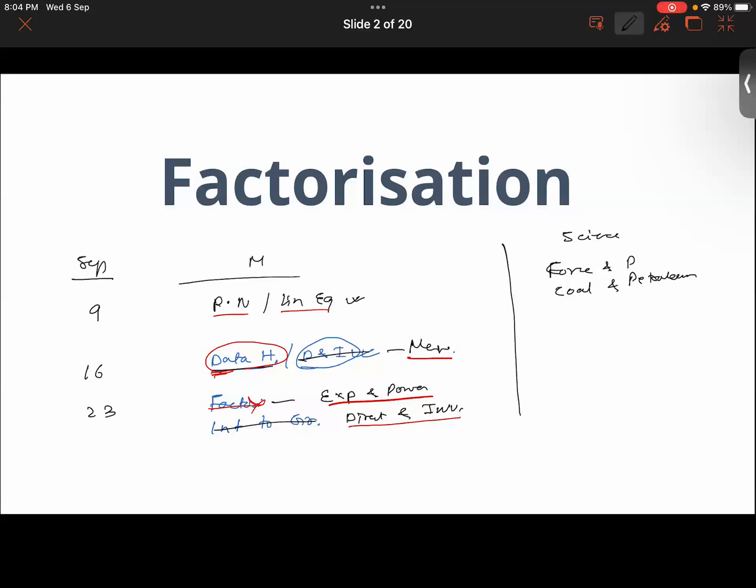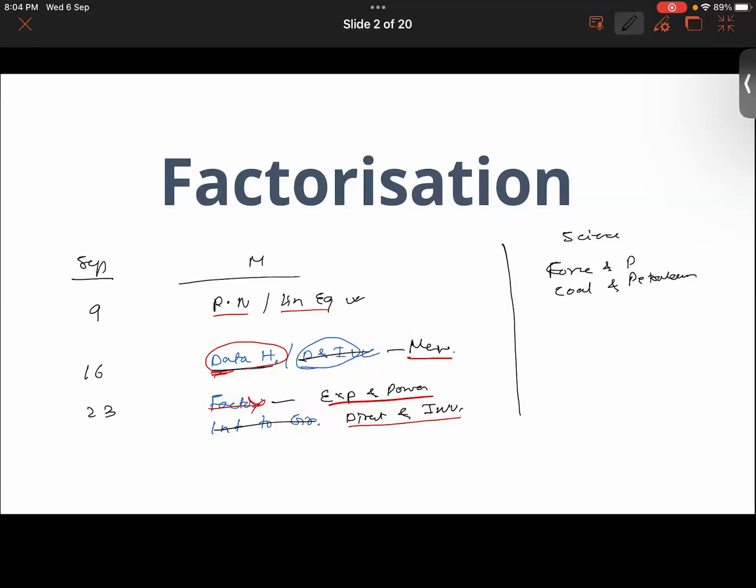Yeah, so for both the chapters are done, but in the class, force and pressure is done. Coal and petroleum is not done. Okay, in the class, coal and petroleum has not been done in your school. So in school it has been done, but in the tuition it hasn't been. Only force and pressure. Okay, good. I got it.